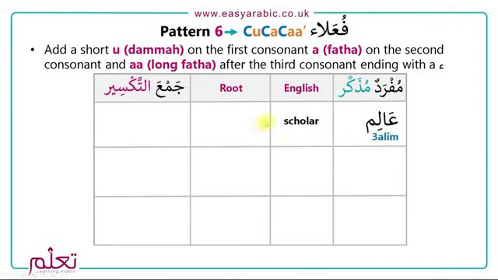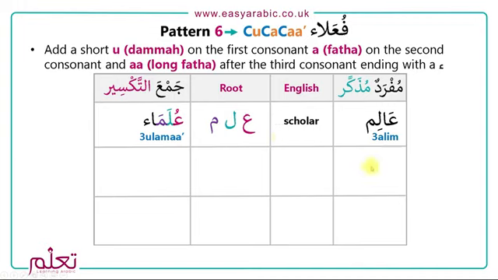What we're going to do here is identify ayn, lam, and mim. The ayn will have the damma, which is u, the lam will have the fatha, which is ula, and the mim will have the alif added to the end and the hamza. So here it becomes ulama, ulama.